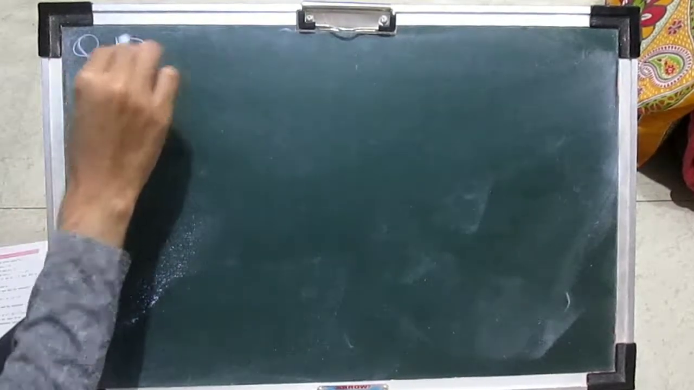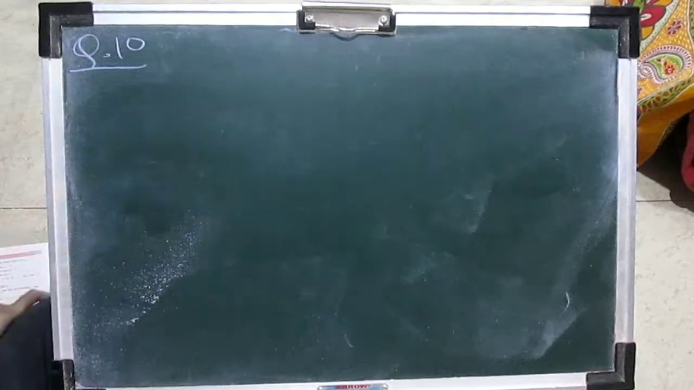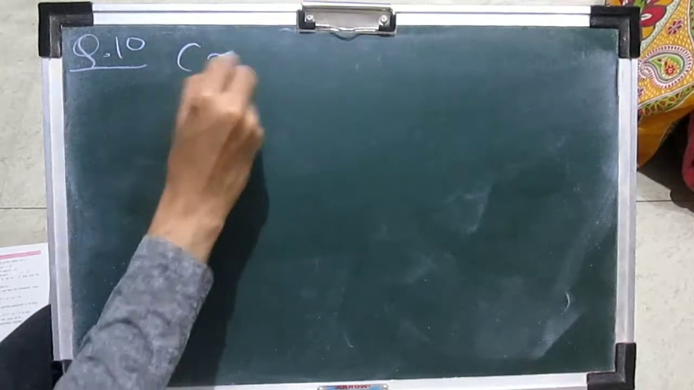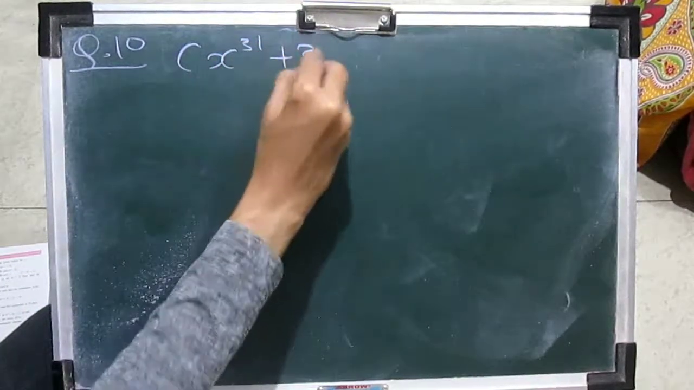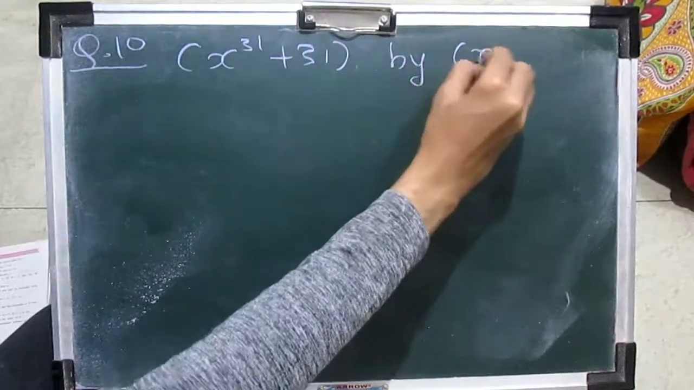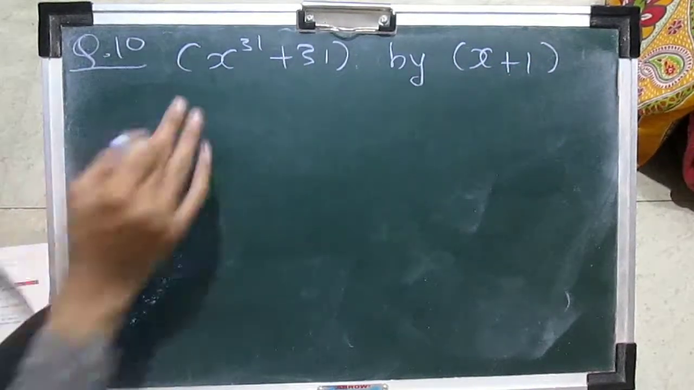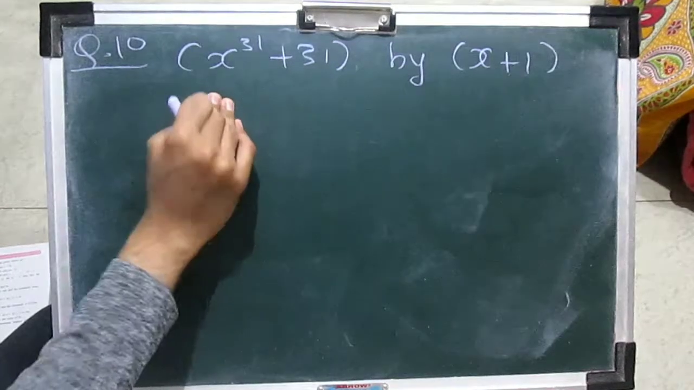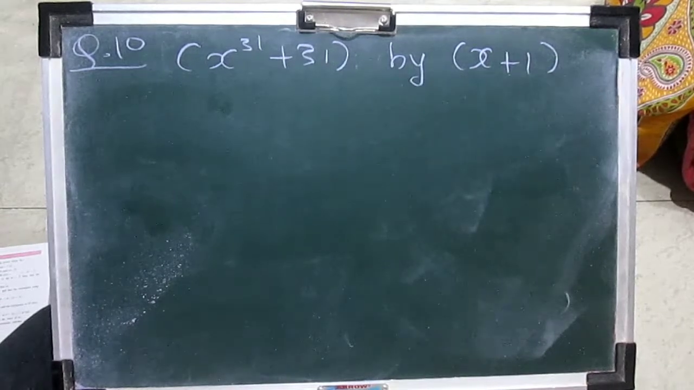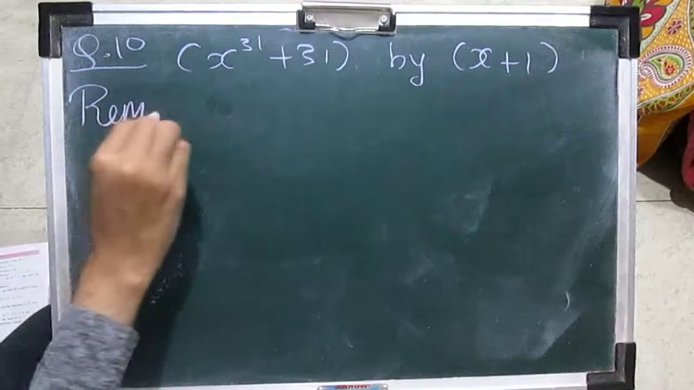For question number 10, I hope you have opened page number 53 in your textbook. It is there on question number 10. So it is x raised to 31 plus 31 divided by x plus 1, and we are supposed to find the remainder. One way is the synthetic method, but there are 32 terms over here, and it is tedious to write. So this time the remainder theorem is really good, and gives you the answer really quickly.